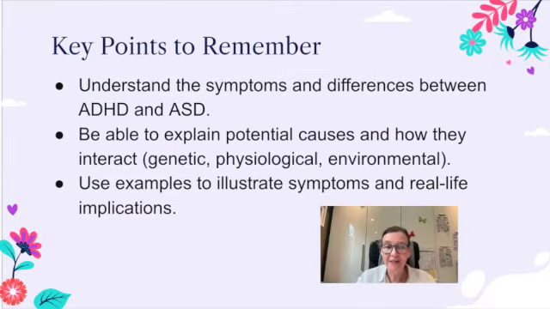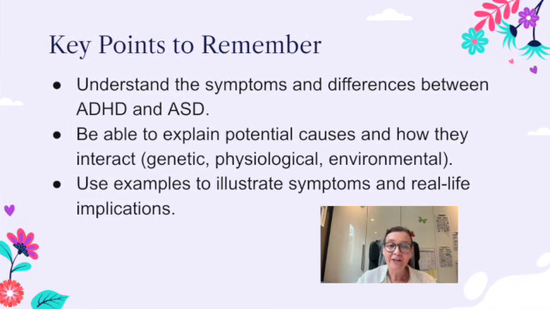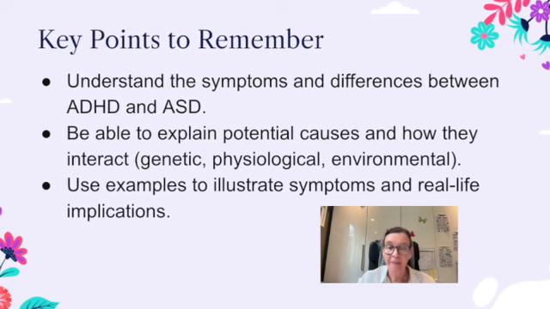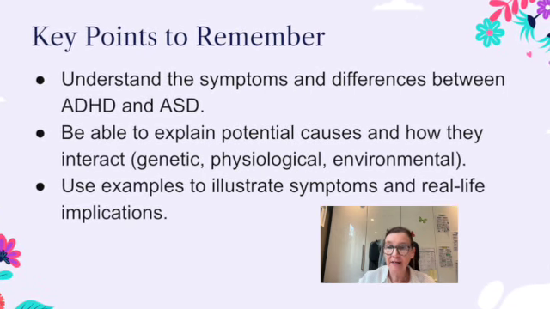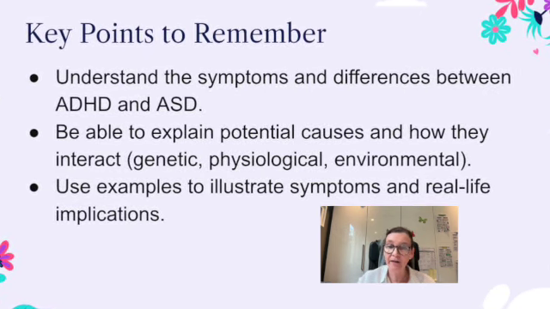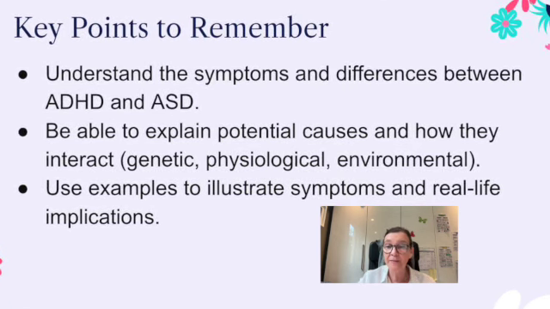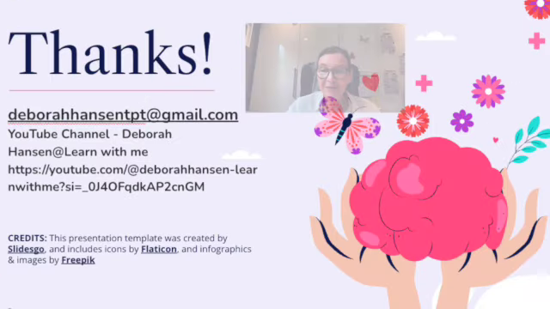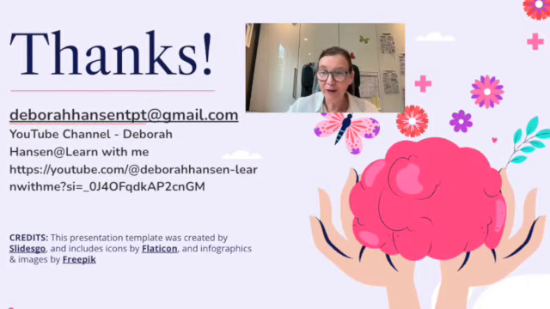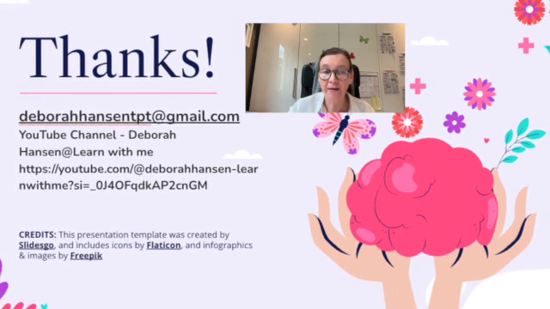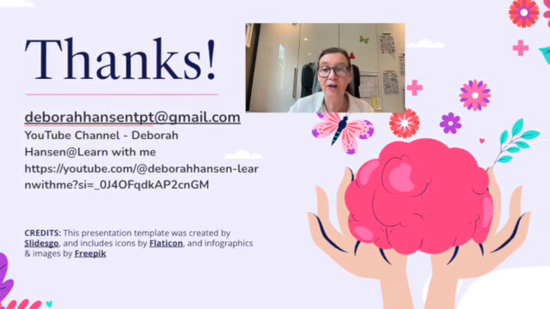So here's a few exam tips and key points to remember, okay? Understand the symptoms and differences between ADHD and ASD. Be able to explain potential causes and how they interact, for example, genetic, physiological, and environmental. Use examples to illustrate symptoms and real-life implications. So that was the essential knowledge for CED question number 1 for 5.4. And the question was, describe the symptoms and possible causes of selected neurodevelopmental disorders.